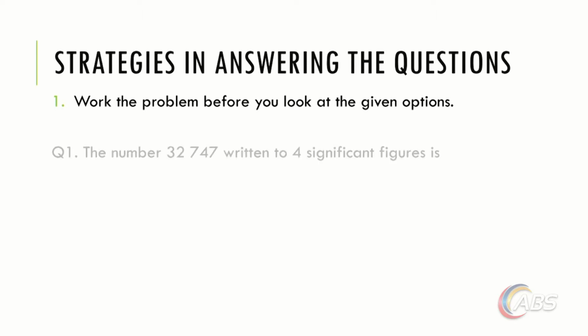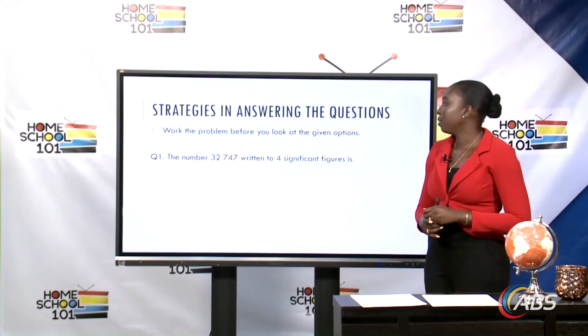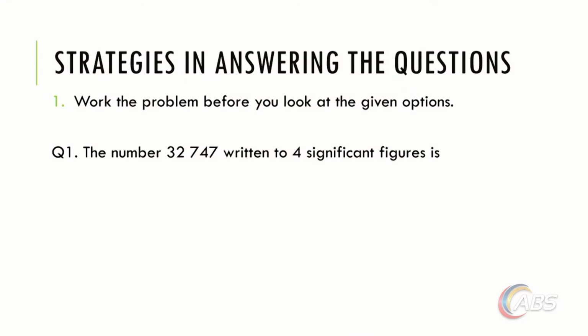Question 1. The number 32,747 written to 4 significant figures is, and remember we're looking at the question first, we're coming up with our answer before actually answering. So in order to answer such a question, you'd have to first know what are significant figures.